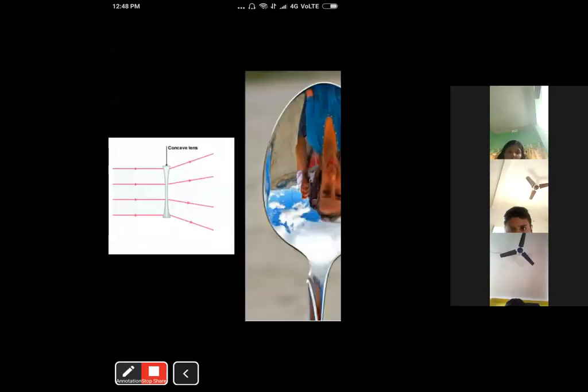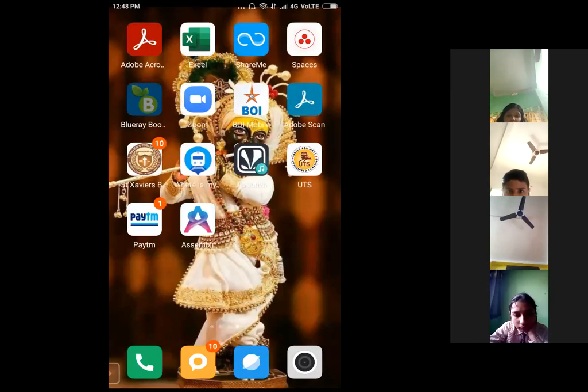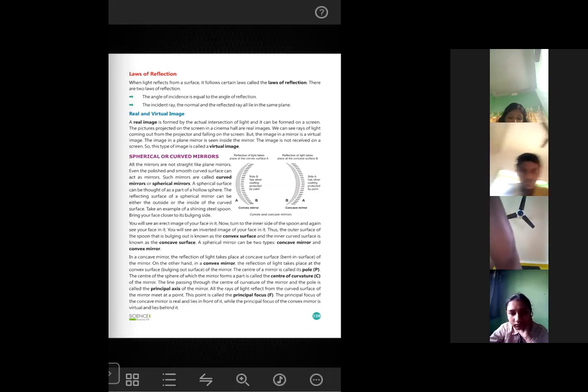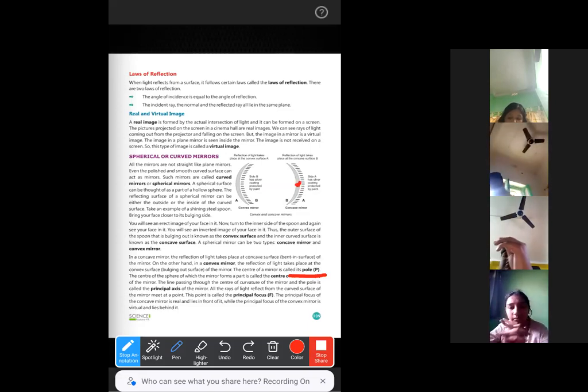So now let's see, some terms are also there. When the light gets reflected through these surfaces, some terms are used. The first term that we use is the pole. What is a pole, or P? The center of the surface, or the center of the mirror, is called the pole, or P.